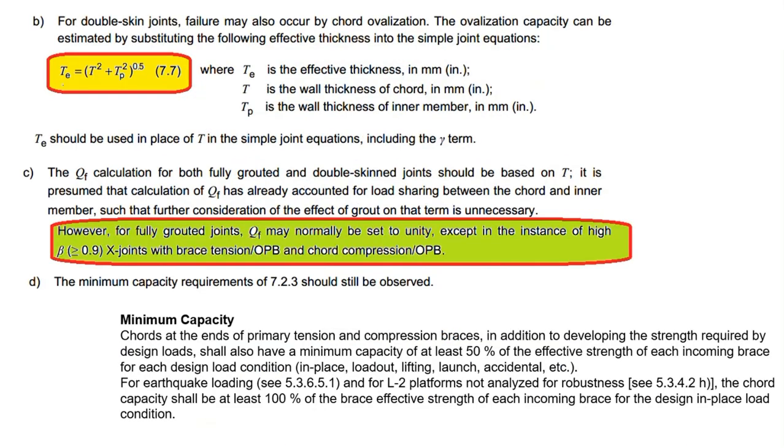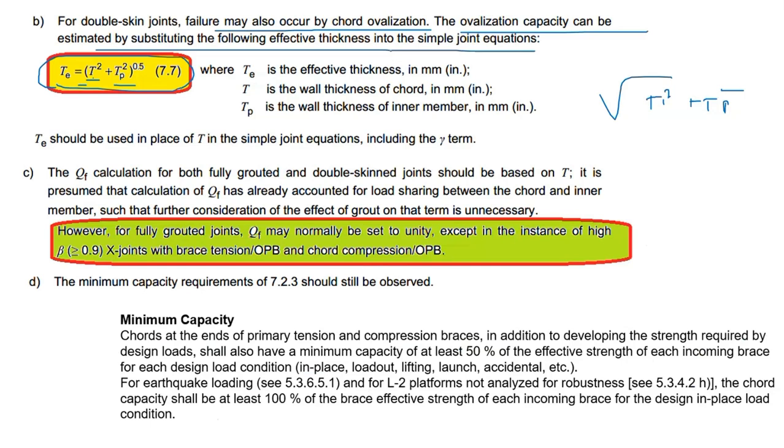For the double skin type, we have the effective thickness, T and T. T is the inner member wall thickness, and this is the can wall thickness. So the effective thickness will be the square root of can thickness plus pile thickness. That is how we need to calculate the effective wall thickness. That should be used in calculating the PA value, because failure may occur in the can by can ovalization also. The ovalization capacity can be estimated by substituting the following thickness into the simple joint equations. So we need to consider the effective thickness in place of T, including the gamma term also.